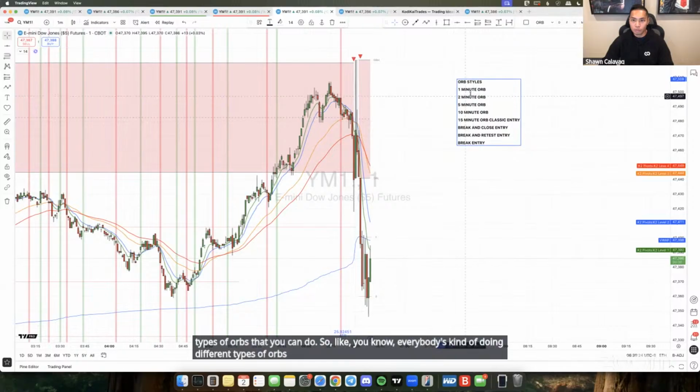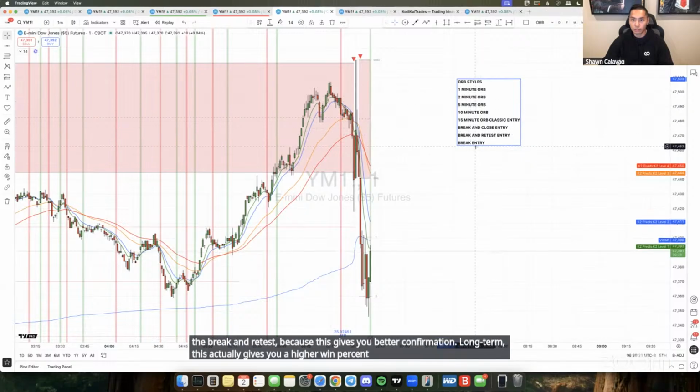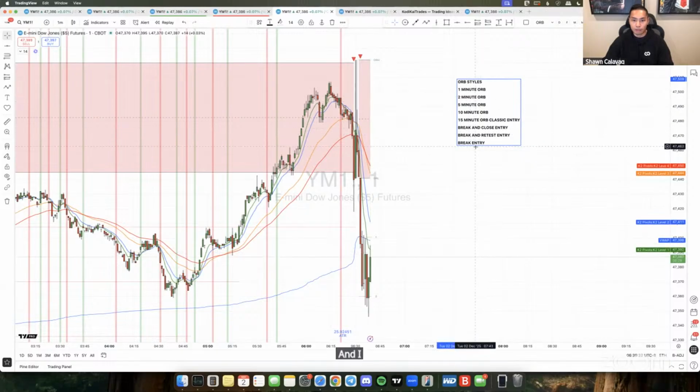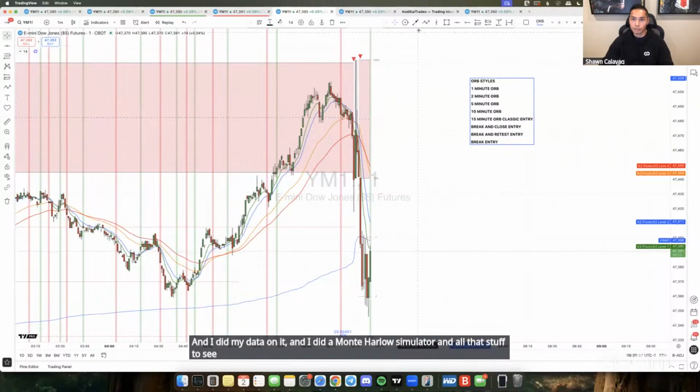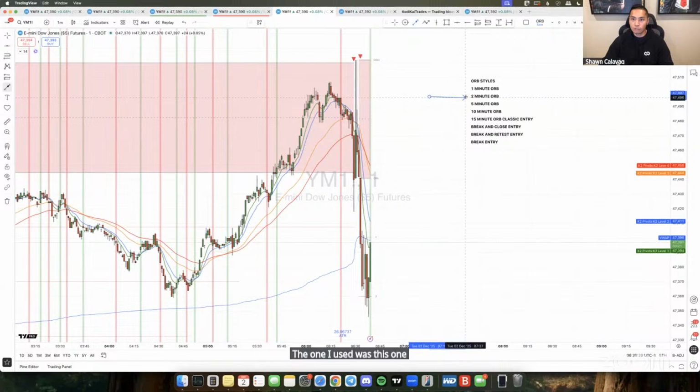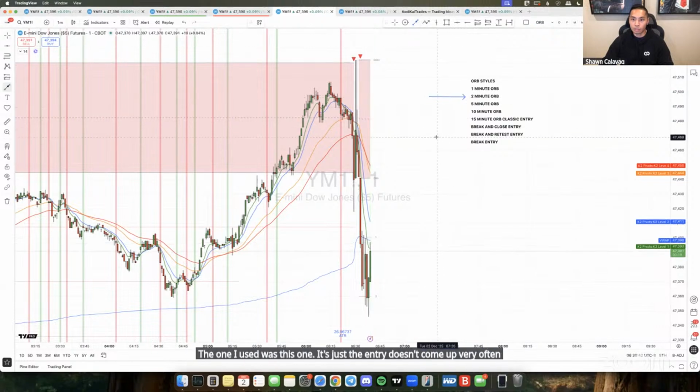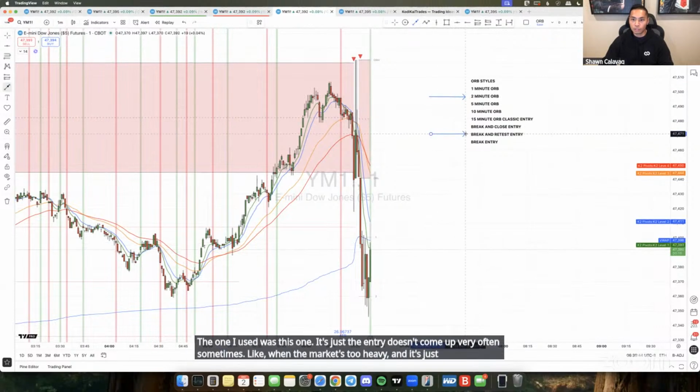What I used to do is a 2-minute ORB and I used the break and retest because this gives you better confirmation. Long term, this actually gives you a higher win percentage versus all the others. And I did my data on it and then I did a Monte Carlo simulator and all that stuff to see what ORB style was the best. The one I used was this one. It's just the entry doesn't come up very often sometimes. Like when the market's too heavy and it's just pushing one direction, this will never come back to refill.